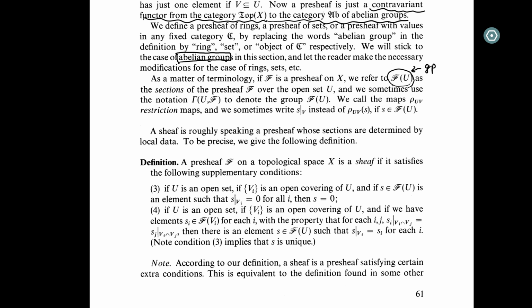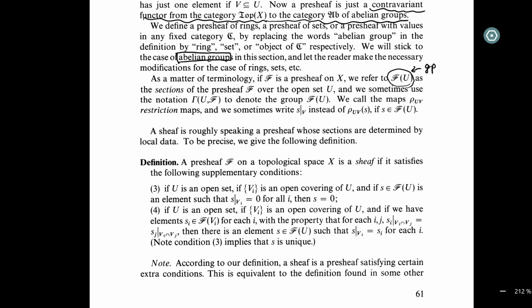To be a sheaf is to say that the elements of this group F(U) are completely determined by local data, which means: if you can use some smaller open subsets to cover U, and you know the sections on those covers, then you know the section on U. You can glue them together. Precisely, it's written like this.